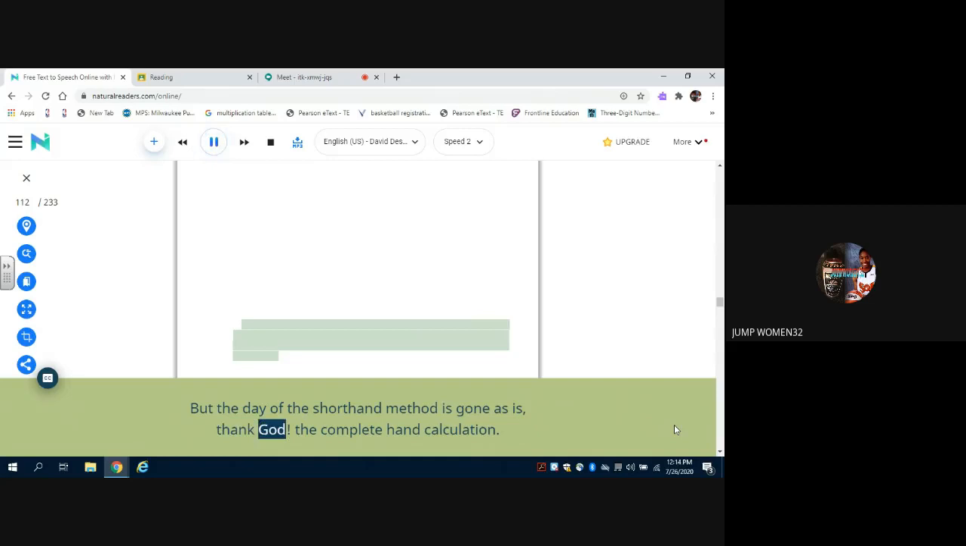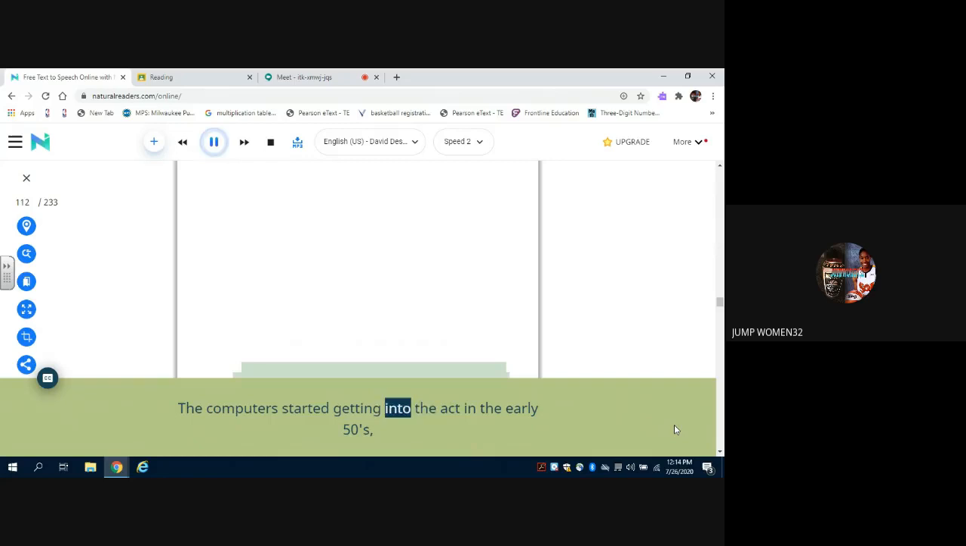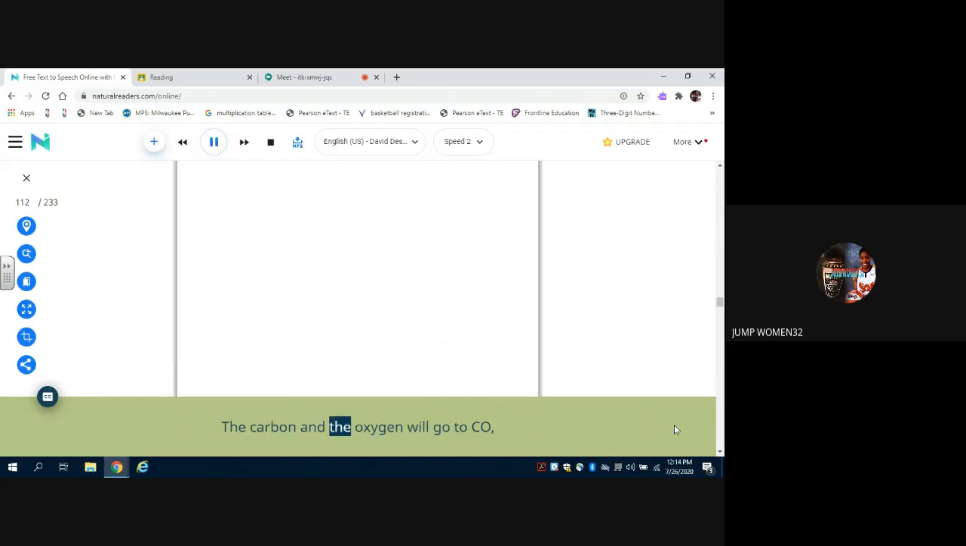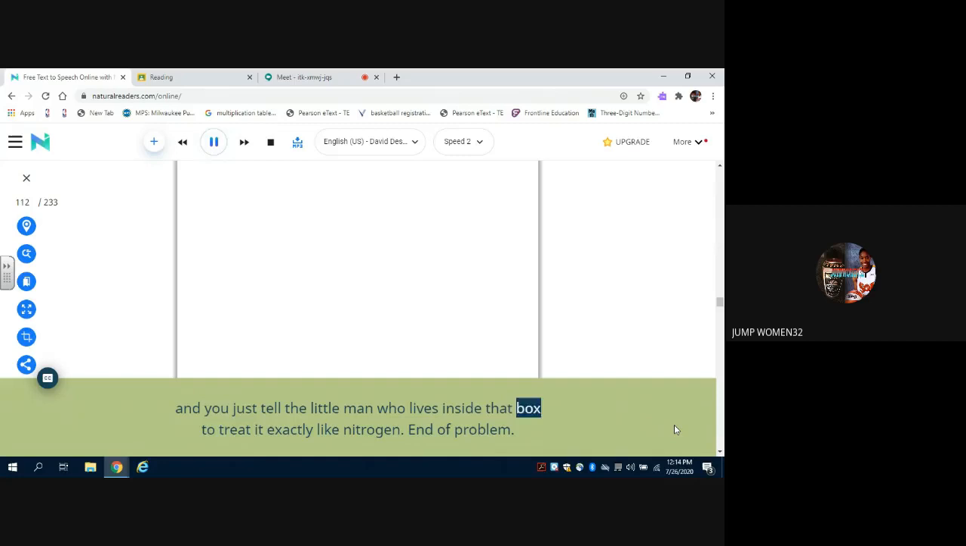The computers started getting into the act in the early 50s, although considerable chemical sophistication was needed to make the most of their initially somewhat limited capabilities. At Bell Aerosystems they were considering fluorine as an oxidizer, and a mixture of hydrazine and methanol as the fuel, and demanded performance calculations. The programmer protested that he couldn't handle that many elements, and Tom Reinhardt retorted, the carbon and the oxygen will go to CO. And you just tell the little man who lives inside that box to treat it exactly like nitrogen.